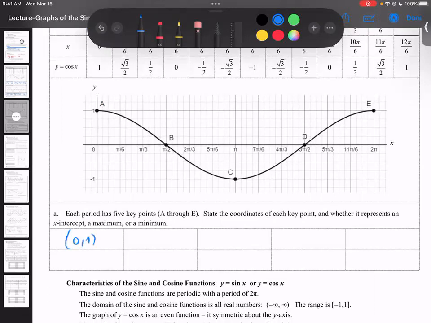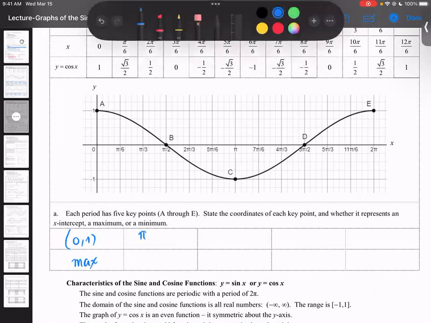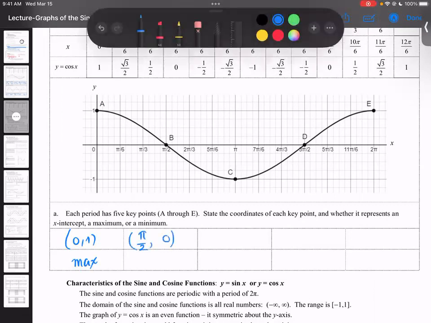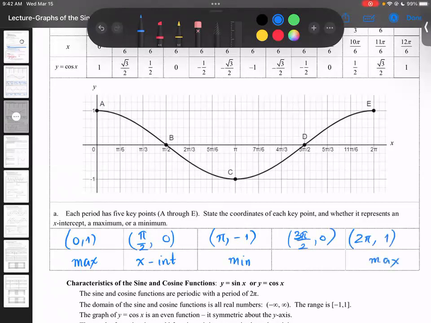Okay, 0, 1, that would be your max, right? Pi over 2 is going to be your x-intercept. Pi, negative 1 is the min. 3 pi over 2 is 0. 2 pi comma 1 is your max. This one is the x-intercept. Is that what you got?